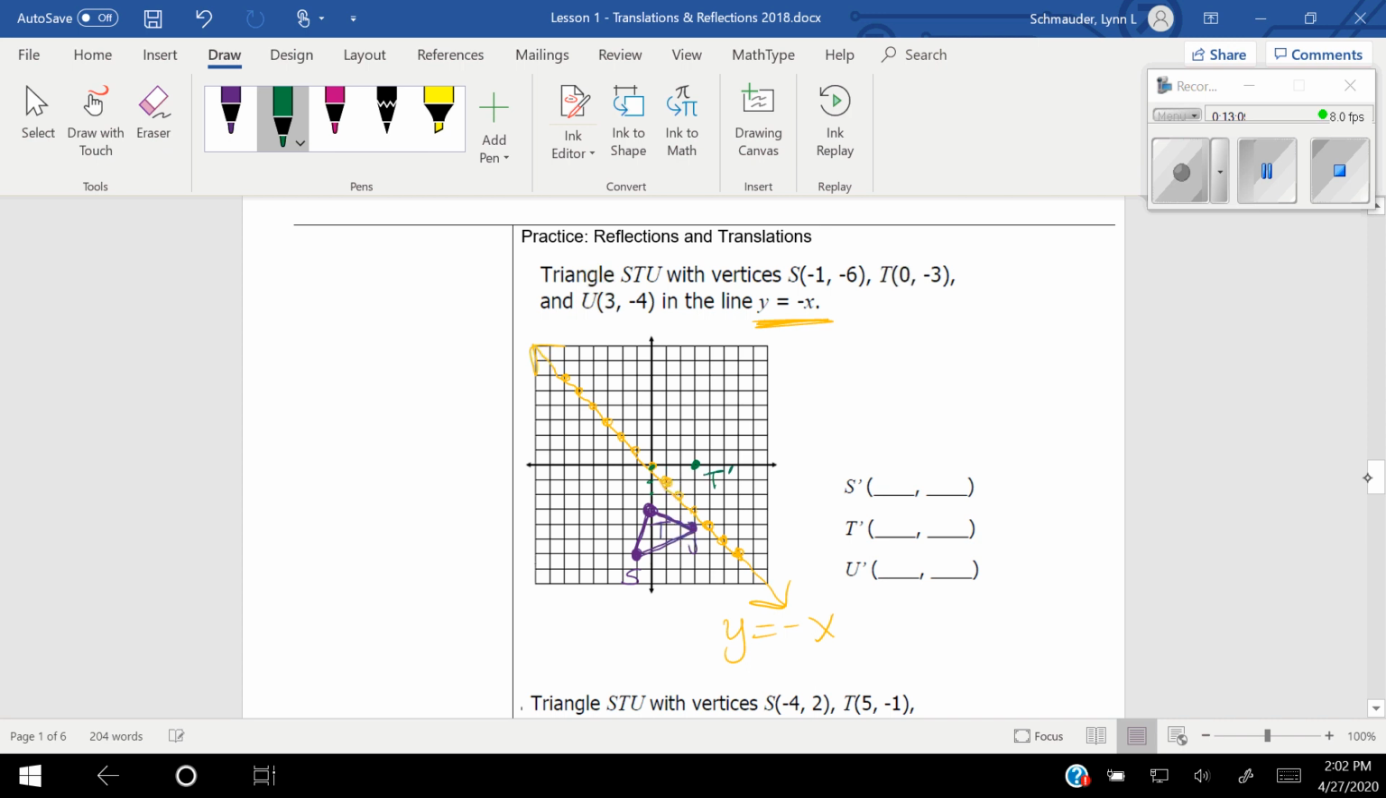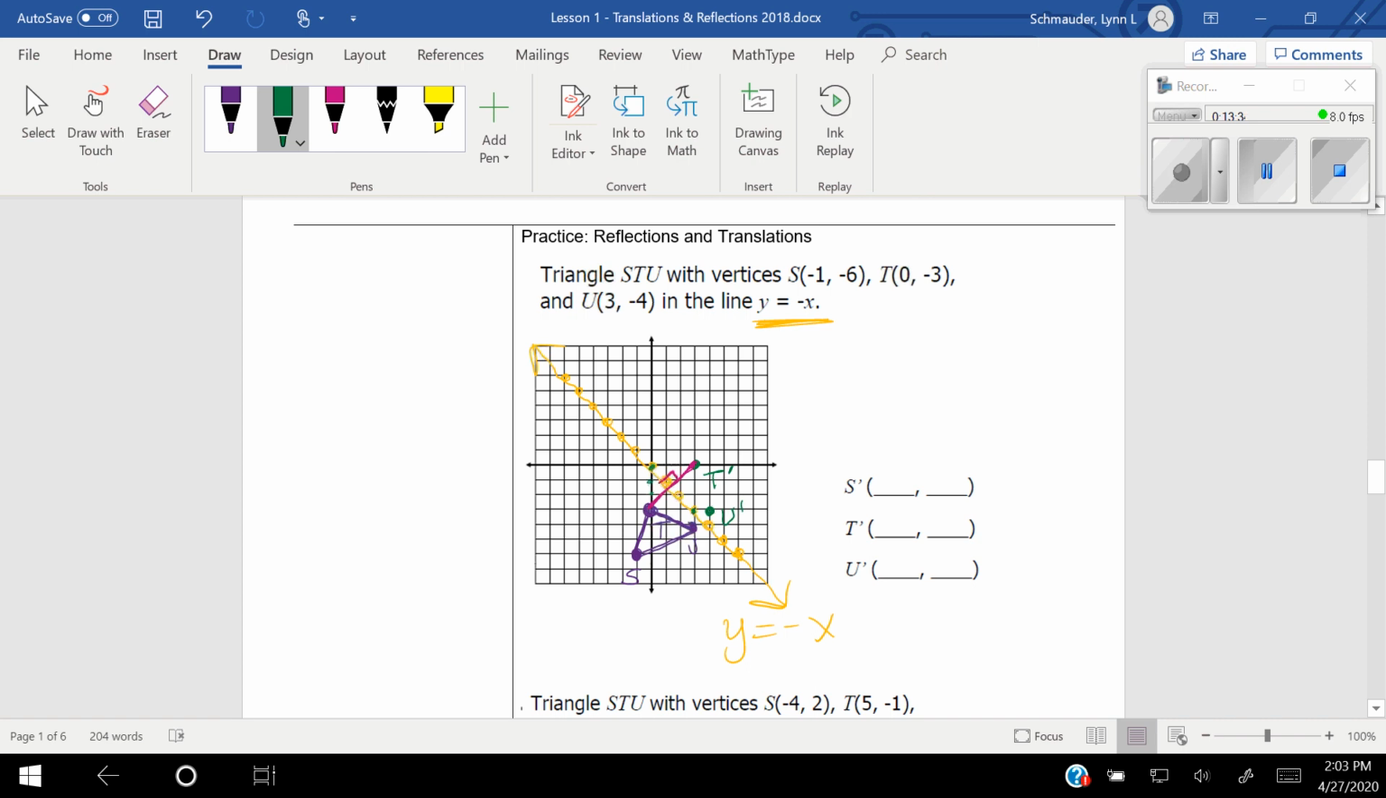So if that's T prime, look, if I sketch in this segment that connects T and T prime, then the line of reflection is indeed the perpendicular bisector. So that's how we're going to find the rest of these points. Let's look at point U. All I have to do is go up 1 to get to the line of reflection. So that means I'm going to go to the right 1 to get U prime.